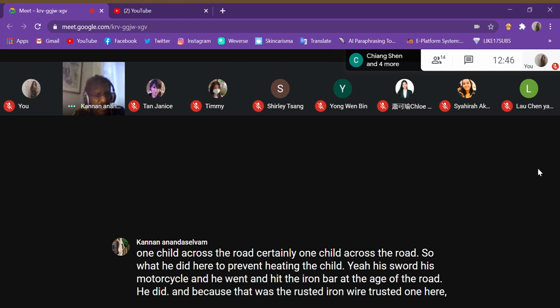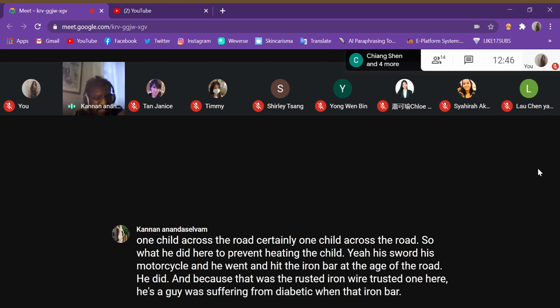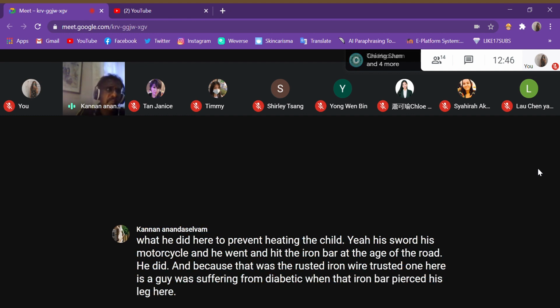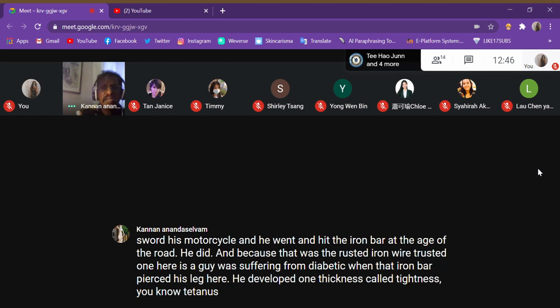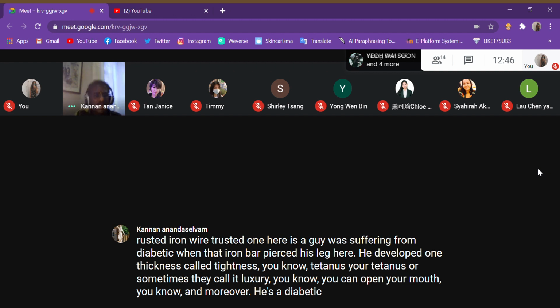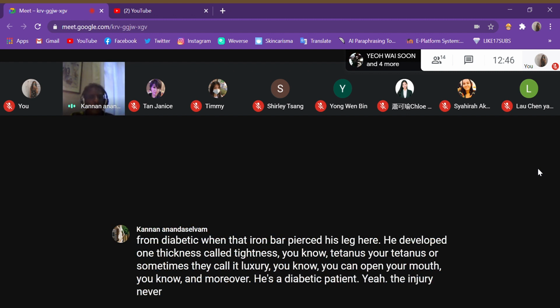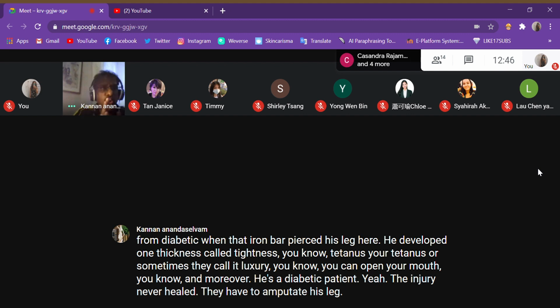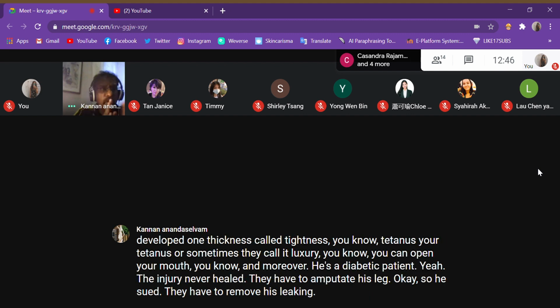when that iron bar pierced his leg, he developed one sickness called tetanus. Sometimes they call it lockjaw, you can't open your mouth. And moreover, he's a diabetic patient. The injury never healed. They have to amputate his leg. They have to remove his leg. So he sued the contractor.